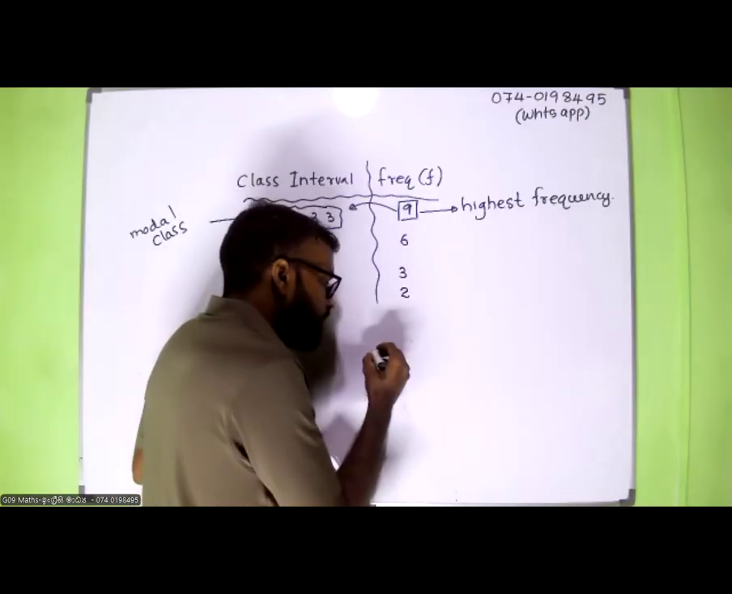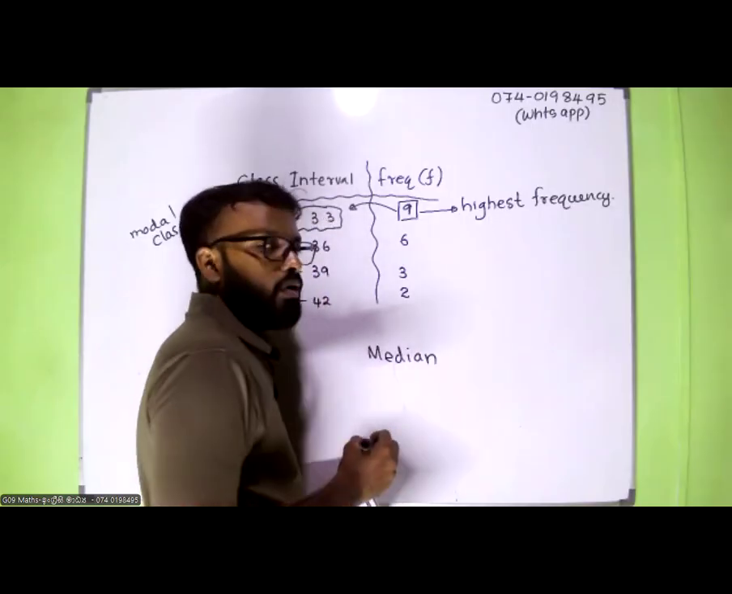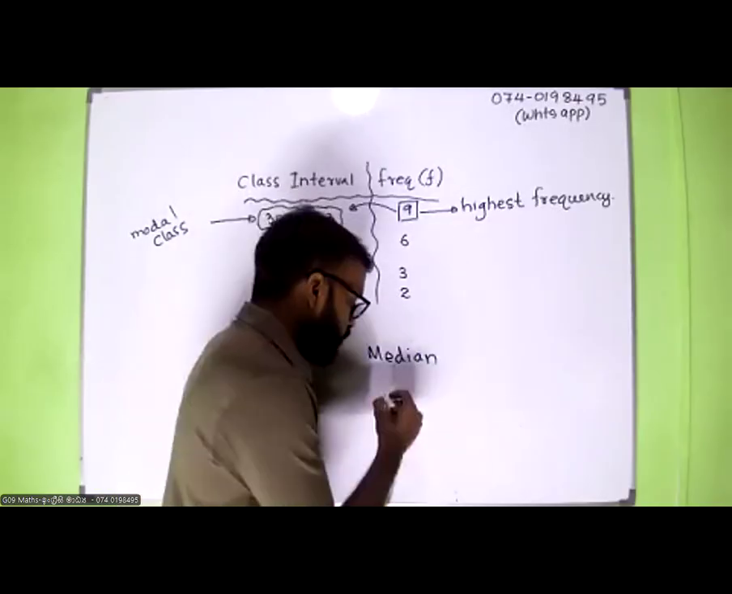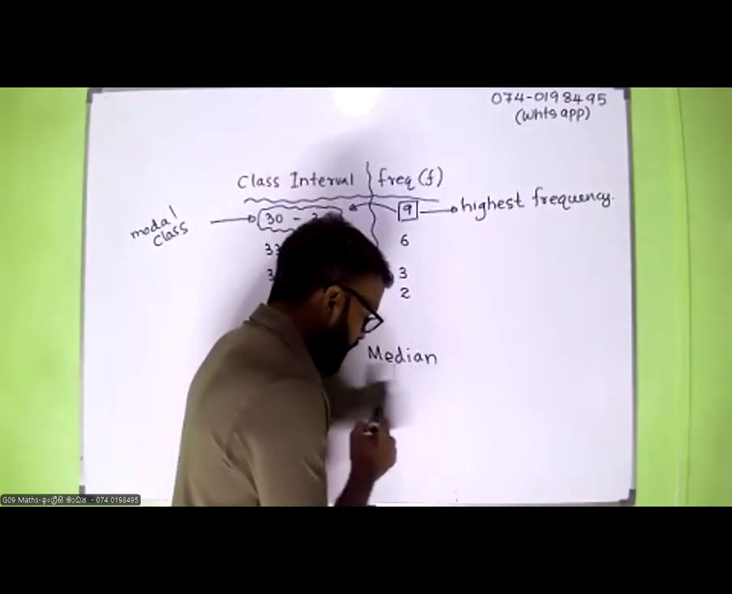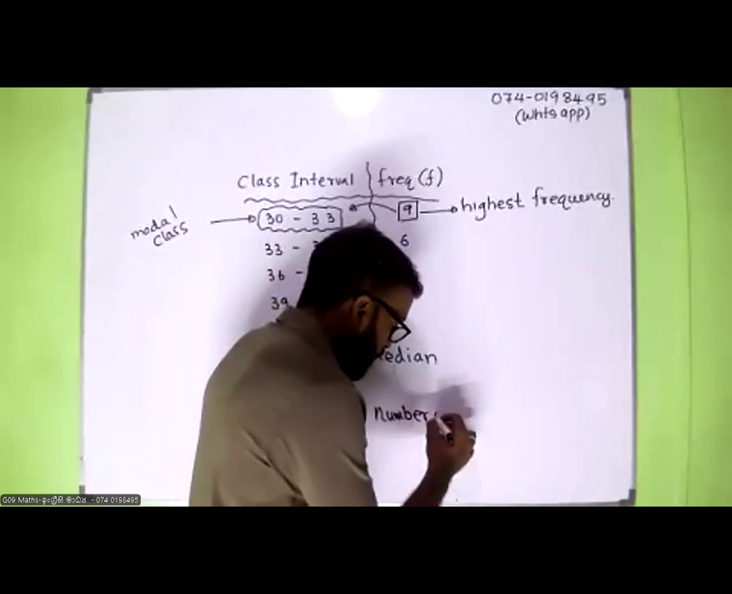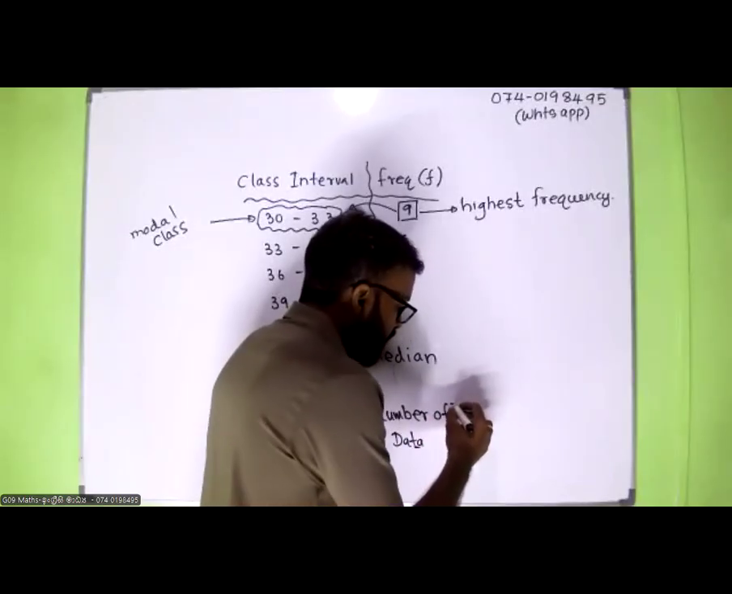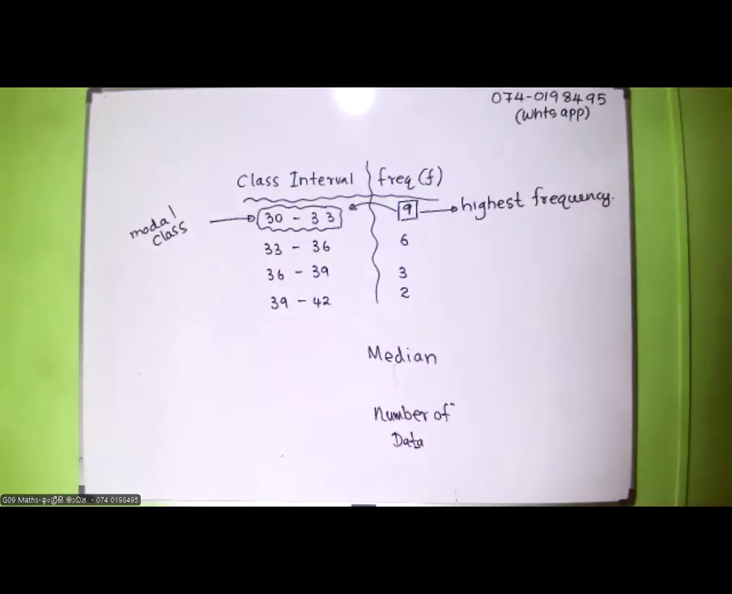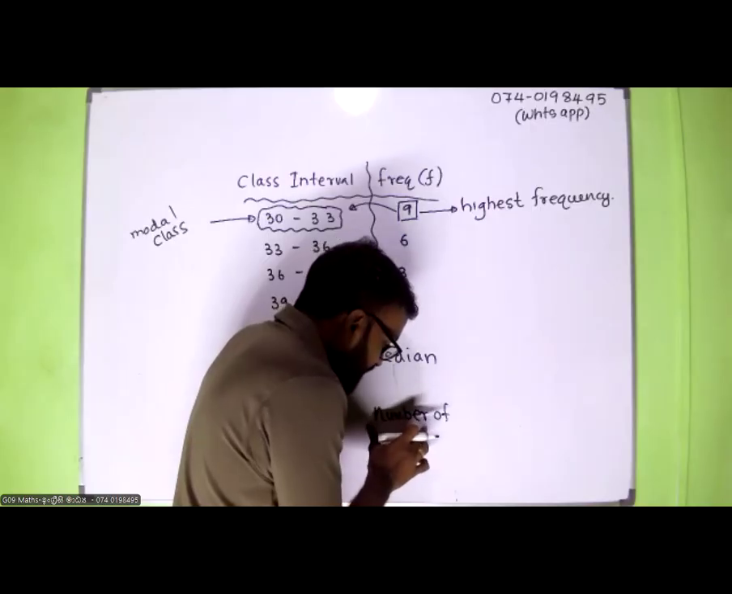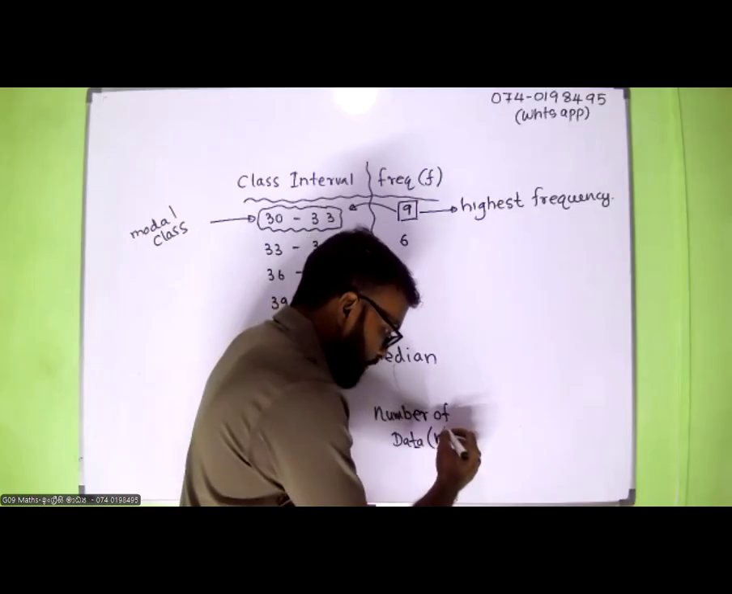Right? So if you can remember how you are going to find the median of an ungrouped frequency table, the only thing that you have to care about is the number of data. I will write number of data. There is a number of data. In another word, we can say simply n.